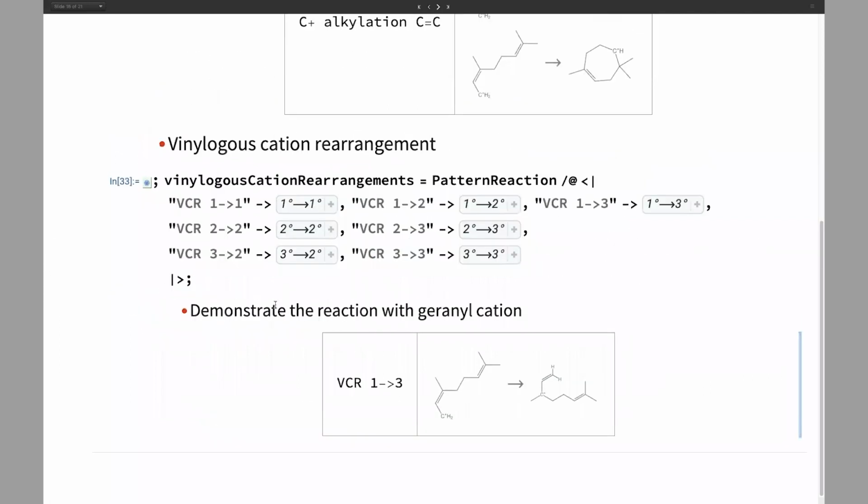And then we can demonstrate it here. We're starting out with a primary carbocation, the double bond shifts, and now the charge is here at this carbon, and the double bond is between the first two atoms.